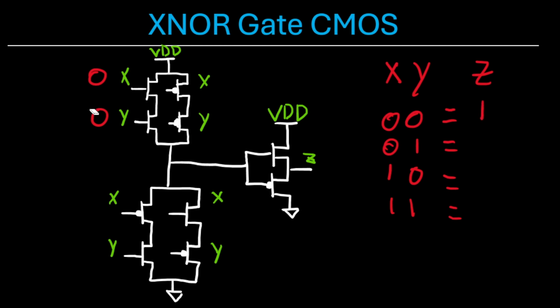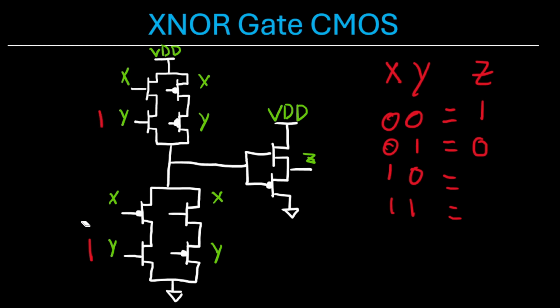Now if we input 0, 1, this NMOS is off, no connection made there. This PMOS here is on, but this PMOS is off, no connection. This PMOS is on, this NMOS is on, so ground is connected to the two gates of these transistors, turning this PMOS on, which connects our output Z to ground, giving us an output of 0.